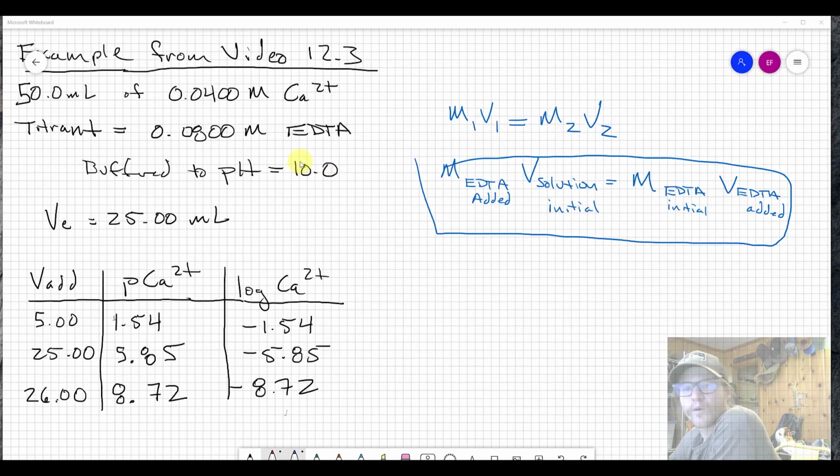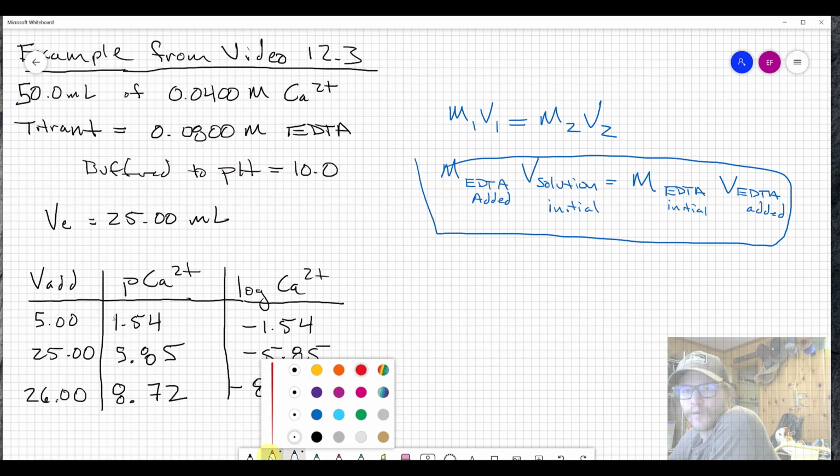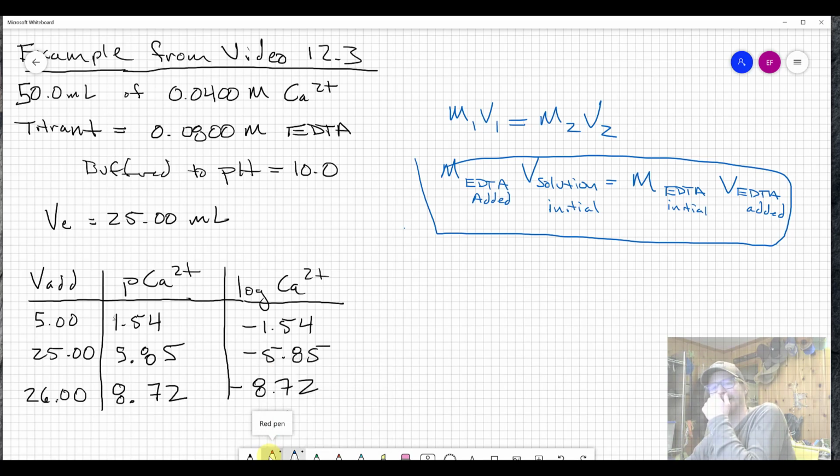So the conversion is pretty straightforward and makes intuitive sense. It's really just an M1V1 conversion, given the known concentrations and volumes and things that we have in the system. So the M1V1 is really the concentration of the EDTA in the solution at the time, the apparent concentration, which is the thing on the x-axis. So that's the thing we're trying to compute or equate.